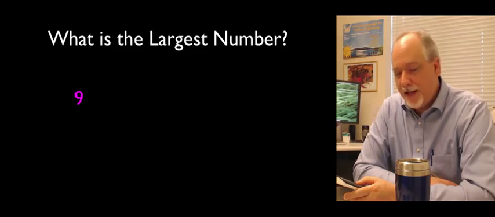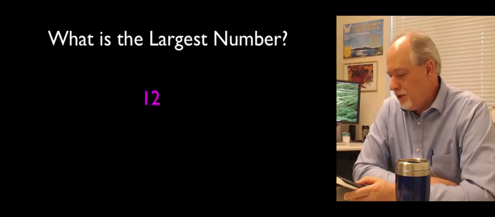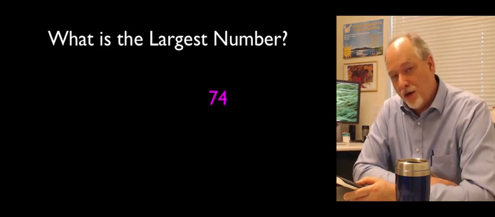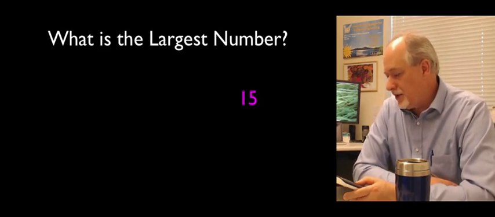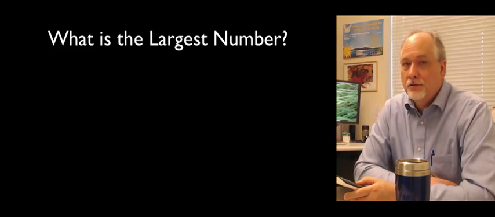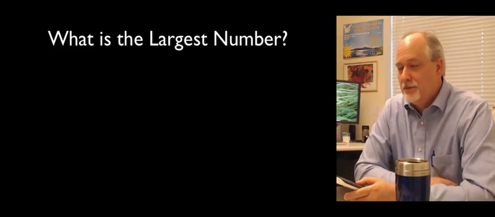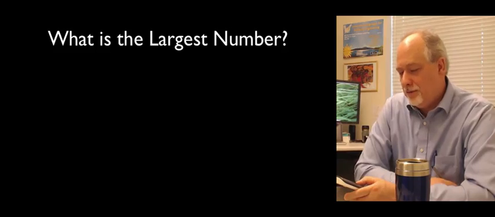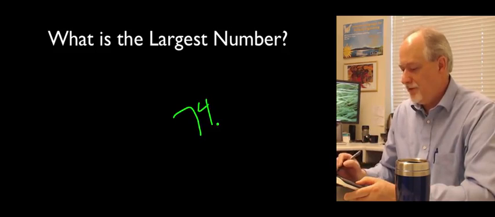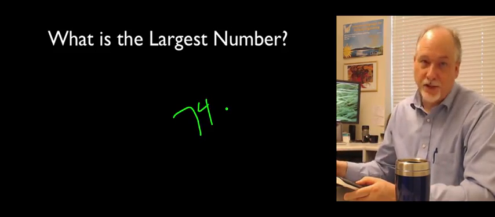The first number is 9. The second number is 41. The third number is 12. The fourth number is 3. The fifth number is 74. And the sixth number is 15. So what was the largest number? Did you have to go back? Or did you remember how to do it? Okay, well, I will give you a clue. It was 74. Okay? That's because I know.